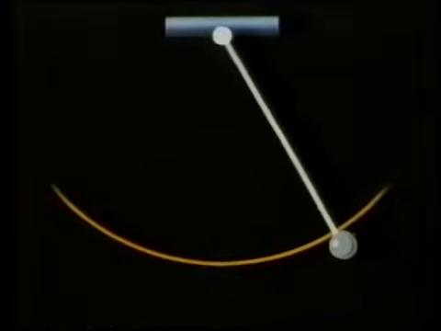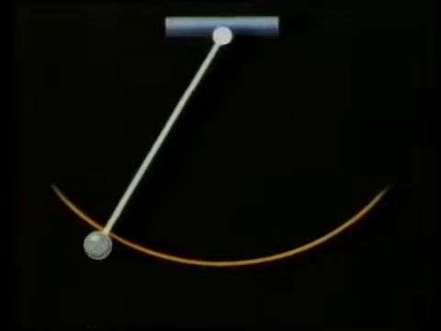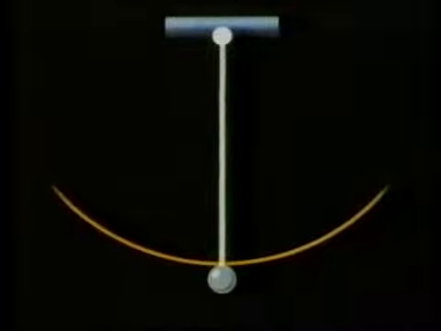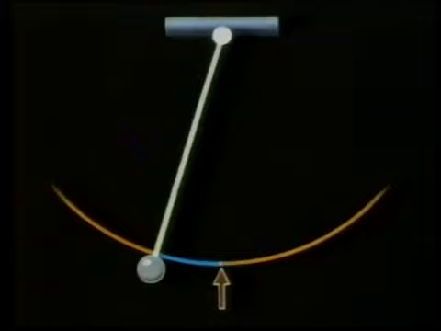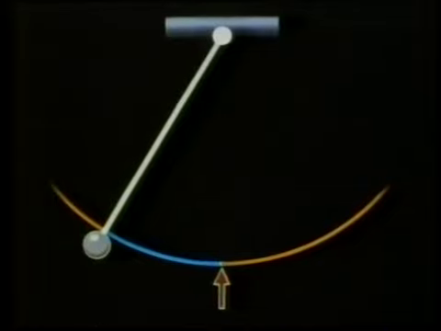The position of the bob is completely determined by choosing an origin on the circumference of the circle, say here at the lowest point, and measuring the distance of the bob from that origin along the circle. We'll call the distance from the lowest point Q.